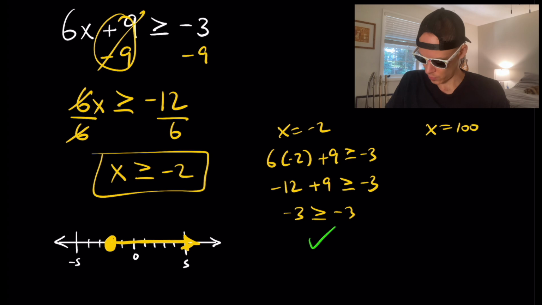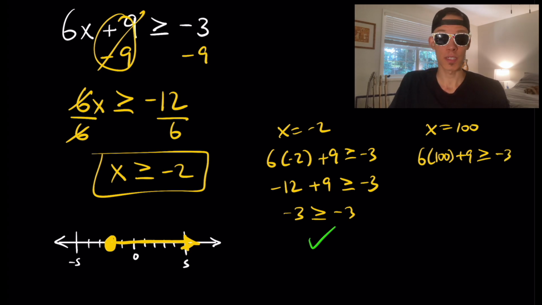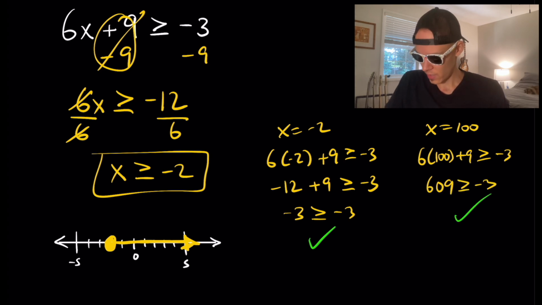Let's pick x equals 100 because that's definitely greater than negative 2. So this should work out as well. 6 times 100 plus 9 is greater than or equal to negative 3. 6 times 100 is 600 plus 9 is 609. And that's definitely greater than negative 3.